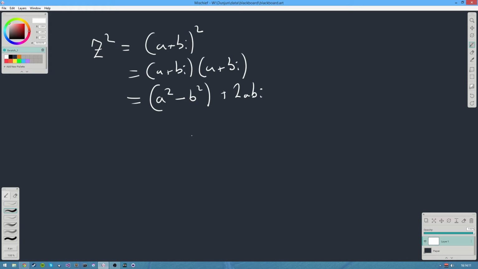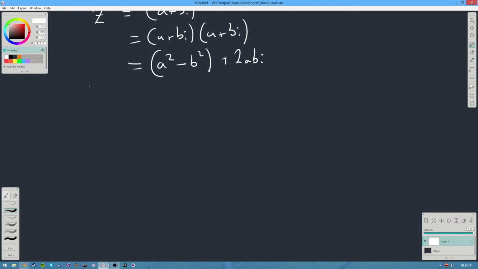And you may be noticing something along the way. If you mess around with this, you may have noticed you can do something else with this. And there's something called the complex conjugate.